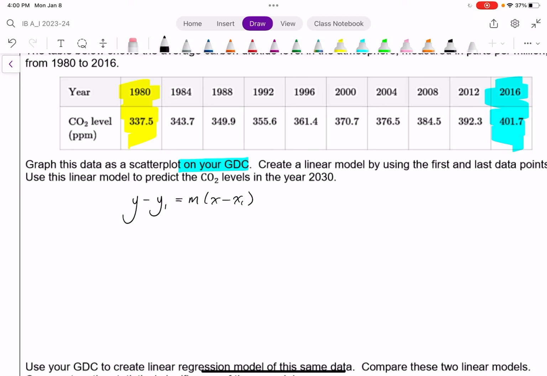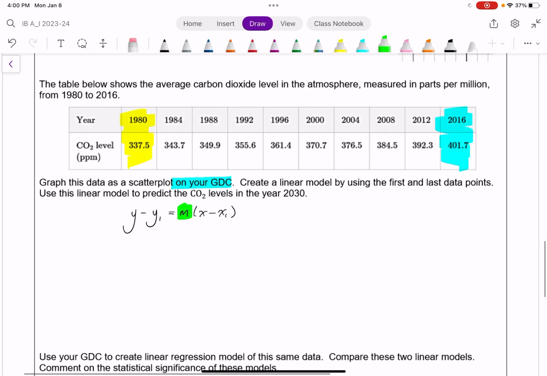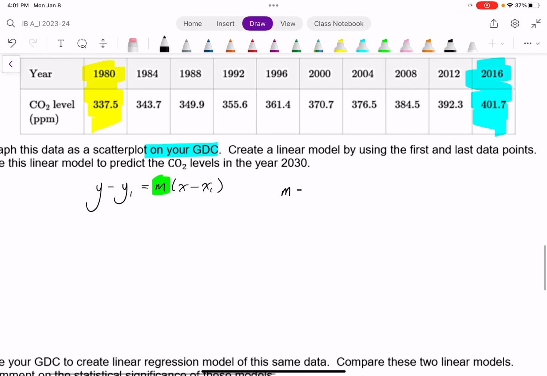And this tends to be quite helpful anytime we know a point, and we know many points, and we can find the slope. And the idea is, okay, well, let's use the first and last points to find my slope. And so in this case, my slope or my gradient will be the change in y. So in this case, from 401.7 minus 337.5 divided by the change in x, which in this case is 2016 minus 1980.